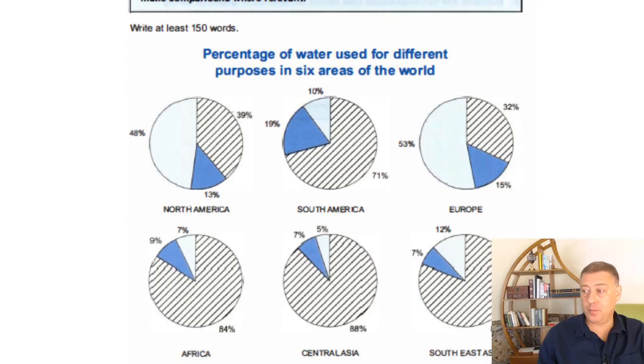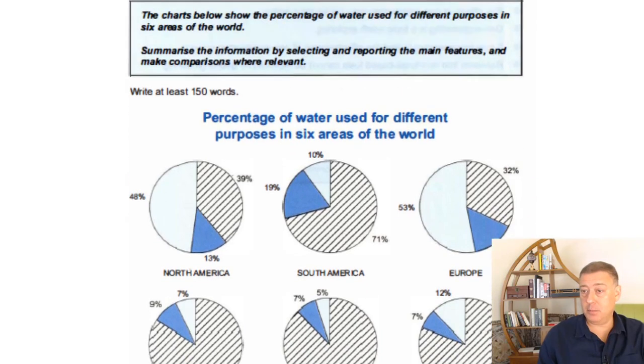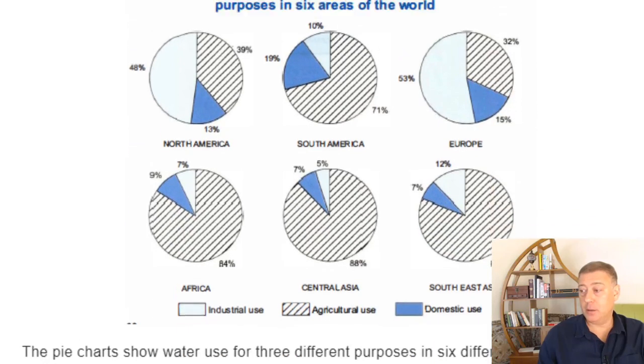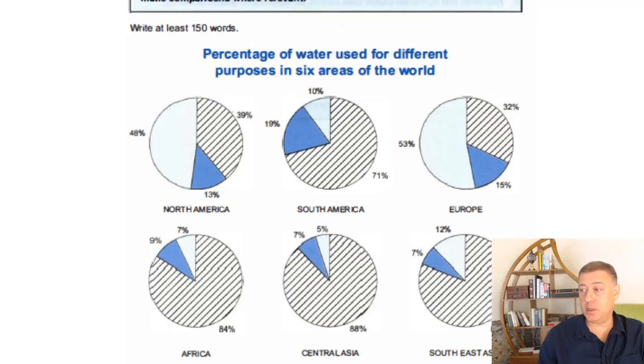So, anything about time? Nope. So it's just comparing 6 regions of the world and 3 different uses of water. 6 times 3 is 18, so there are 18 pieces of data here. So if you go by my approximately 8 to 12 rule, then you're going to know that this is one of those ones where I'm not going to have time to discuss every single data point.